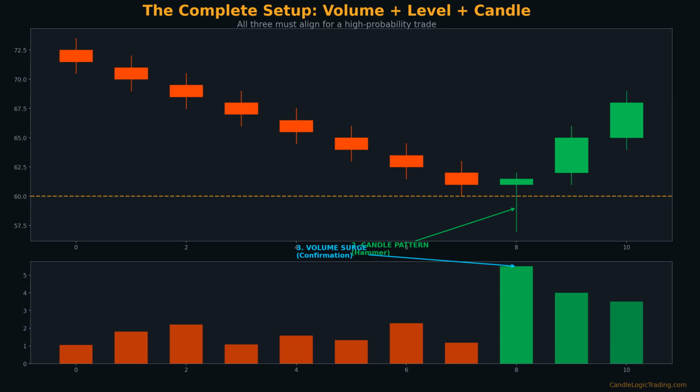Step 3. When the stock reaches the level, watch the candle. Is it forming a recognizable pattern? A hammer at support, a shooting star at resistance, a big green bar breaking through resistance? Step 4. Check the volume.